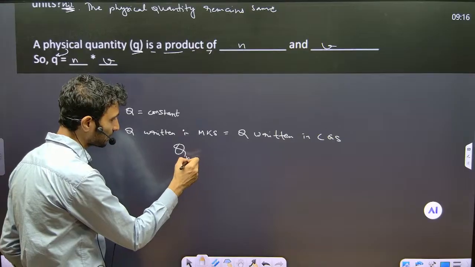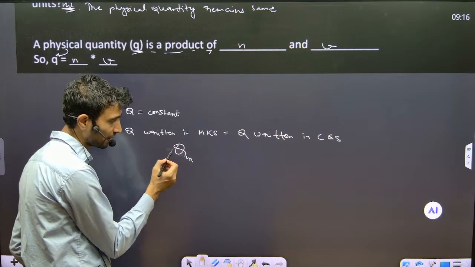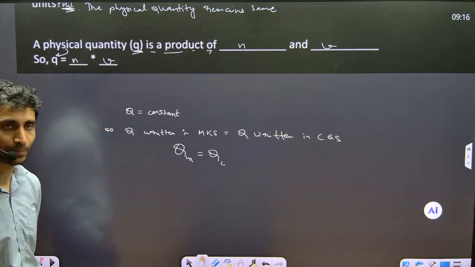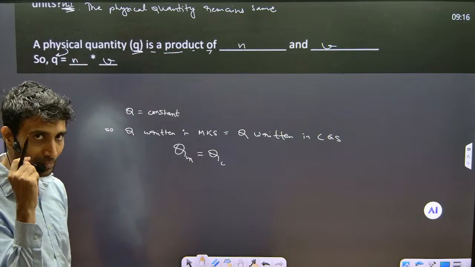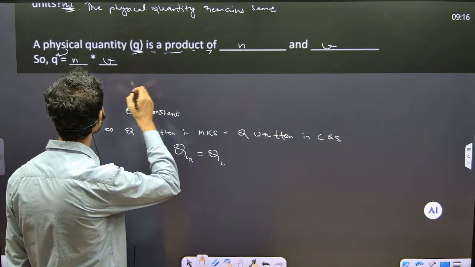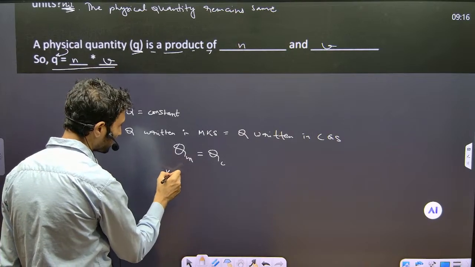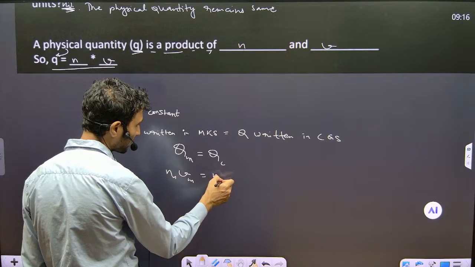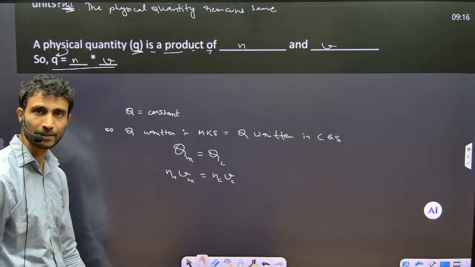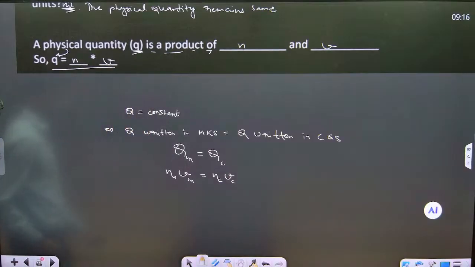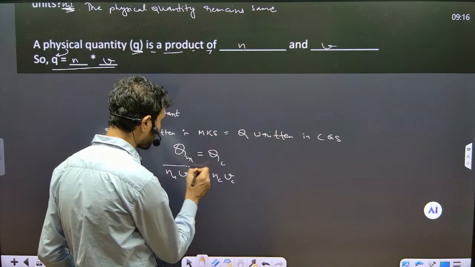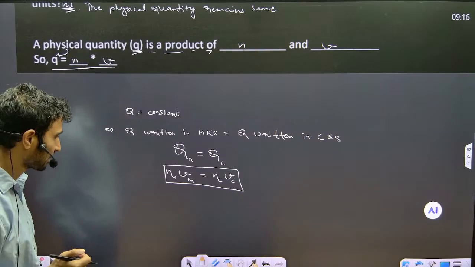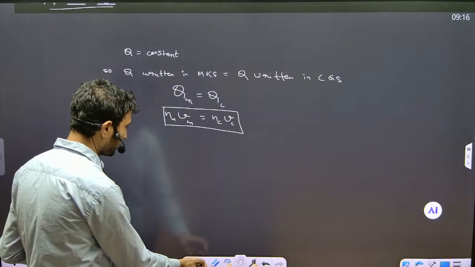So Q written in MKS, I'm denoting MKS by the letter small m, is Q written in CGS, denoted by the letter small c. So both the Q's are going to remain the same, right? And Q after all is what, guys? Q is after all N into U. That means number written in MKS into unit written in MKS must be equal to number written in CGS into unit written in CGS, right? That is the relation I want you to understand, that NmUm is equal to NcUc, right? In general, I can write what?